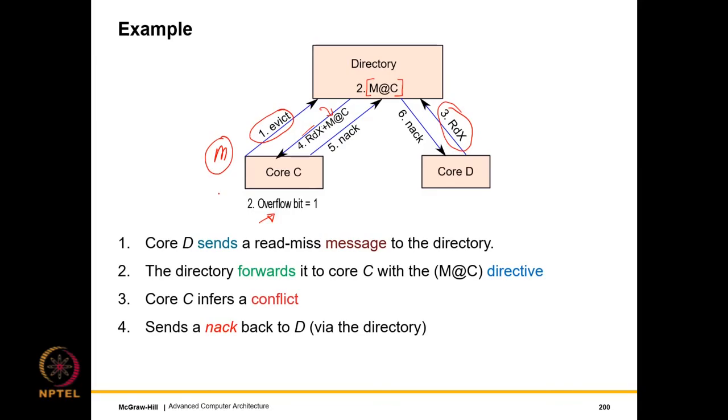Because I had it in the modified state, I sent it down. That's okay, but it's still in my write set in the modified state, and somebody else wants to read it, so there is a conflict, so it will send a NAK back. The NAK will bounce from the directory, go to core D, and core D will subsequently abort. That is the key broad idea over here, that core D will subsequently abort after it gets a NAK from core C via this mechanism.